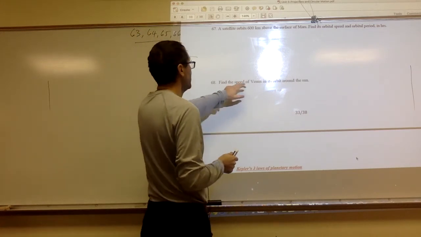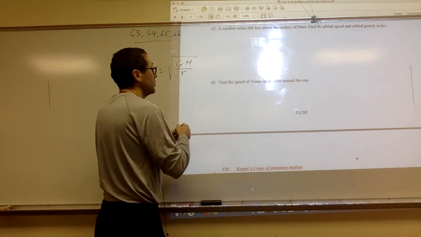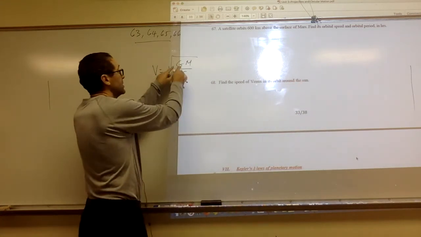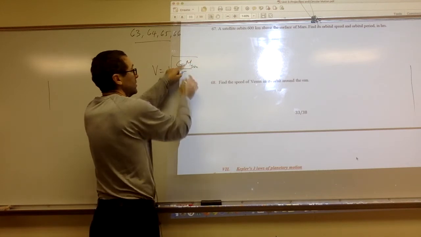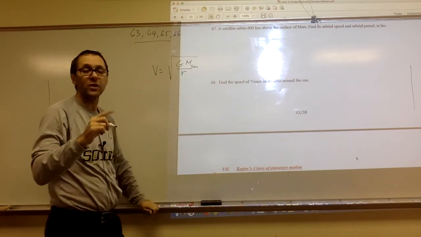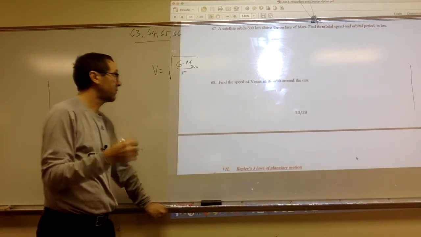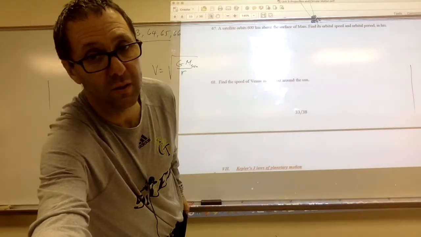So it says find the speed of Venus in its orbit around the sun. So when you're doing this problem here, you put V here, that's going to be a constant. This is the mass of the sun, because Venus goes around the sun. And this r is the radius of the orbit of Venus. In other words, how far is the center of Venus from the center of the Earth, of the sun, sorry.